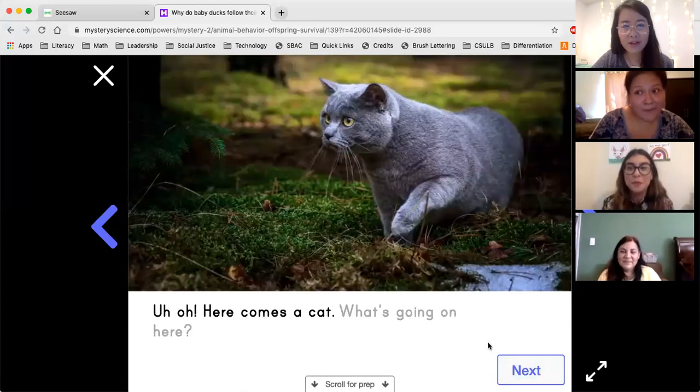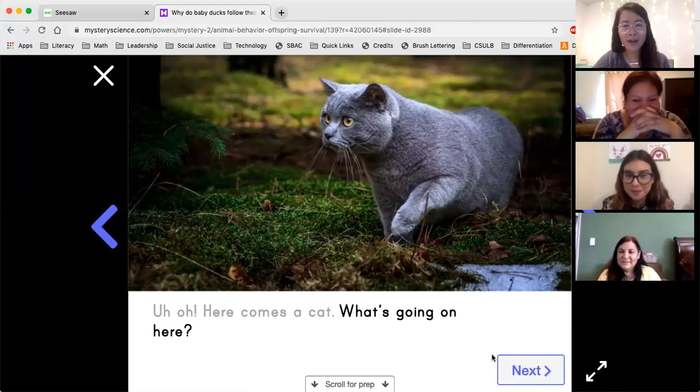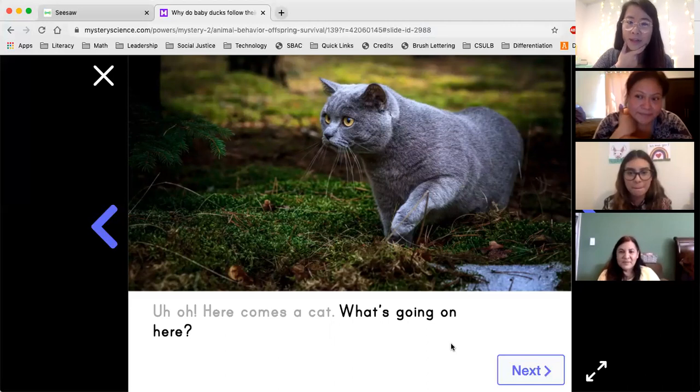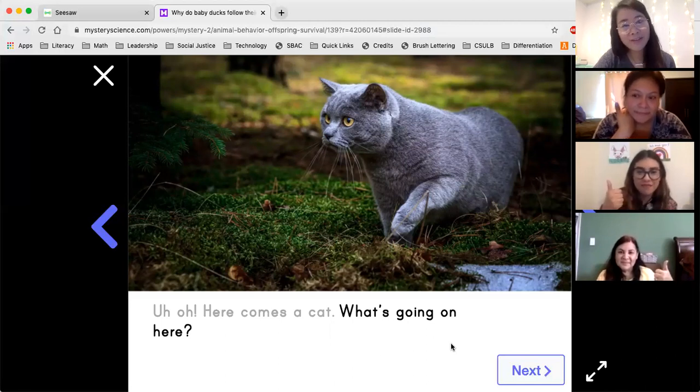Uh-oh, here comes a cat. What's going on here? It's so cute. Let's stop and predict. What do we think is going to happen here? And maybe you can use the picture to give you some ideas as to, is this a friendly cat? Is this a mean cat? What do you think this cat's going to do? I'm going to call on our biggest cat fan, Miss Yakimowicz.